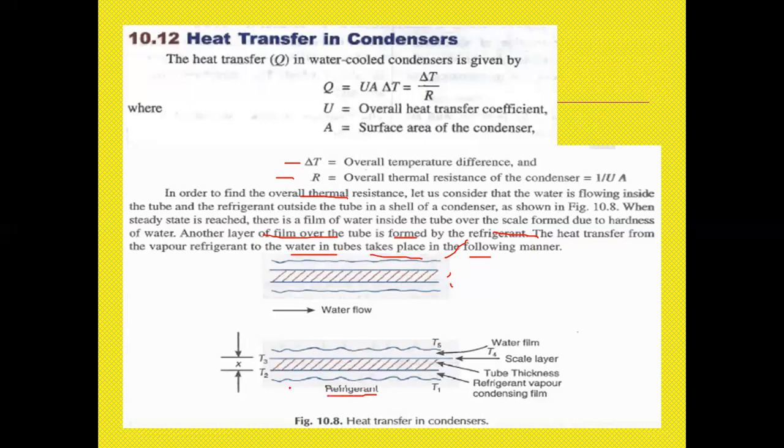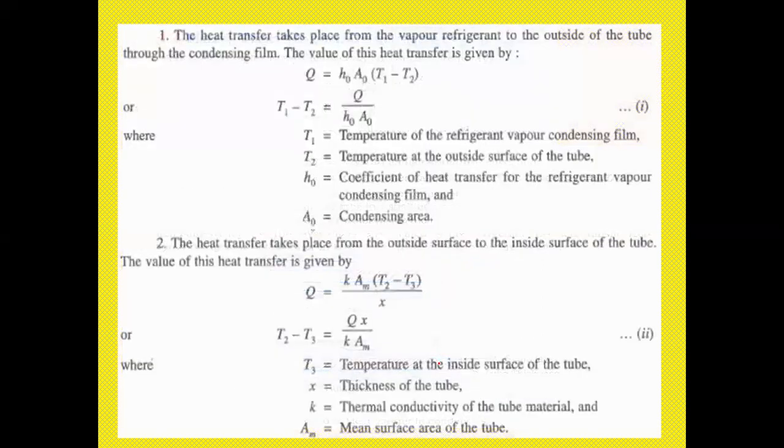The refrigerant, this is T2, this is T3, this is X. T5 is the water film, T4 the scale layer, then the tube thickness, and the refrigerant vapor condensing system. So this is the tube thickness. This is how the heat transfer mechanism in a condenser is going on. Next, see the first point, how the heat transfer flows.